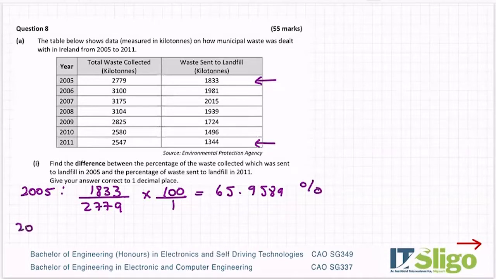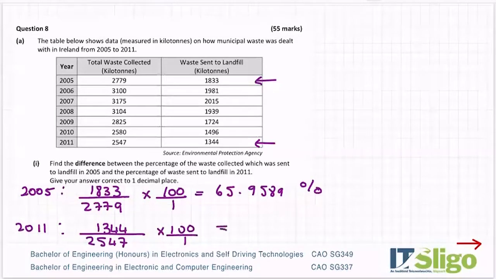Let's have a look at 2011. So the percentage sent to landfill over the 2547, the total waste collected, again multiplied by 100 or 100 over 1. That's actually the same thing, so it doesn't matter. 1344 over 2547, and again multiplied by 100, and as a percentage that is 52.7679%. So you can see I take loads of decimal places so that I end up with no rounding error. Okay, and then I round at the end.